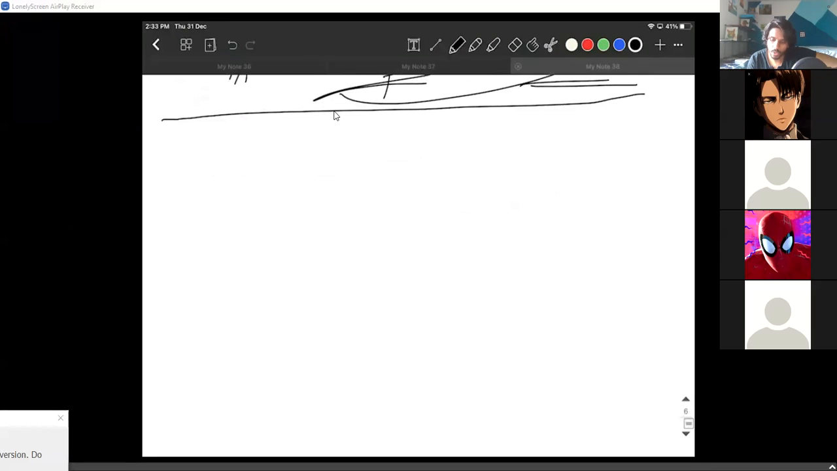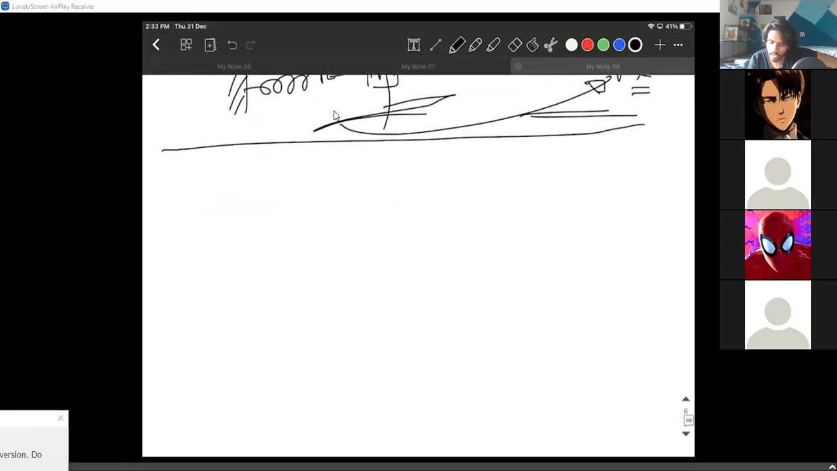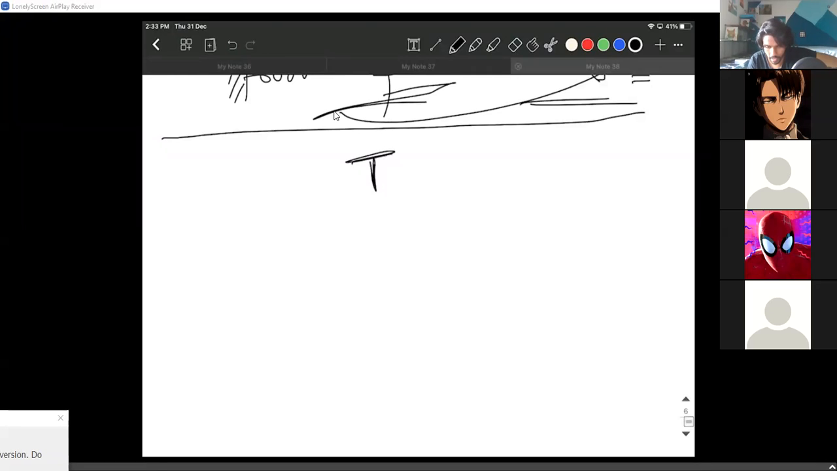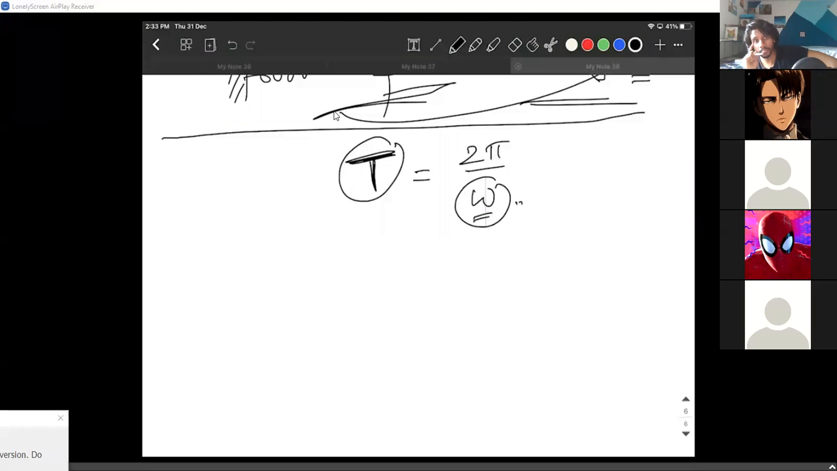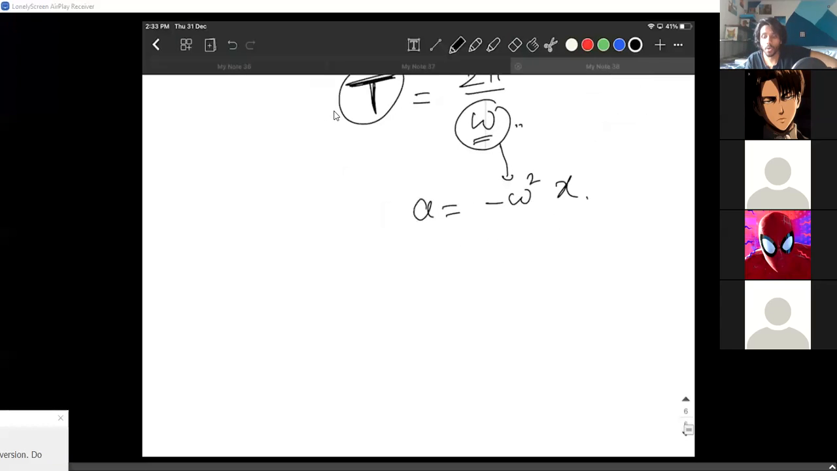Let us approach. We always have to find the time period. Follow this process clearly, guys. They always ask you to find the time period, and to find the time period, you always need omega. Remember where we got the omega from? We got the omega from minus omega square x. This is where we got the omega from. Now, how do you find the acceleration? You find it from the force.